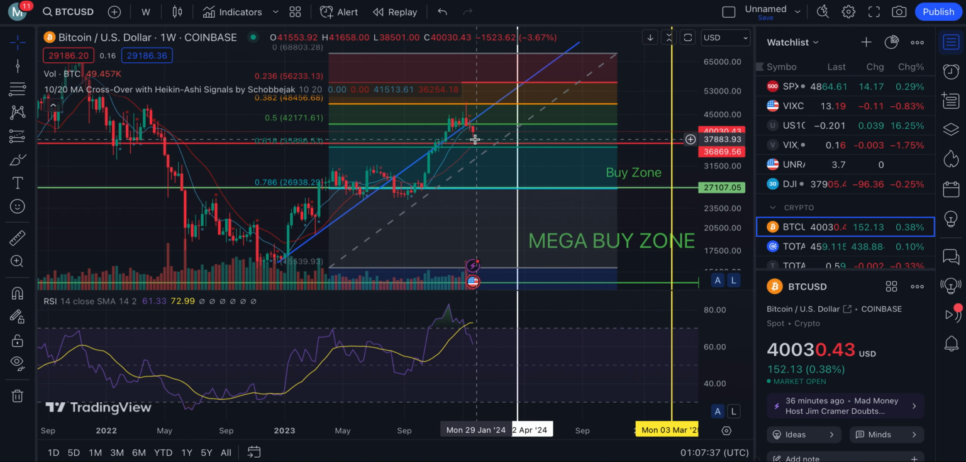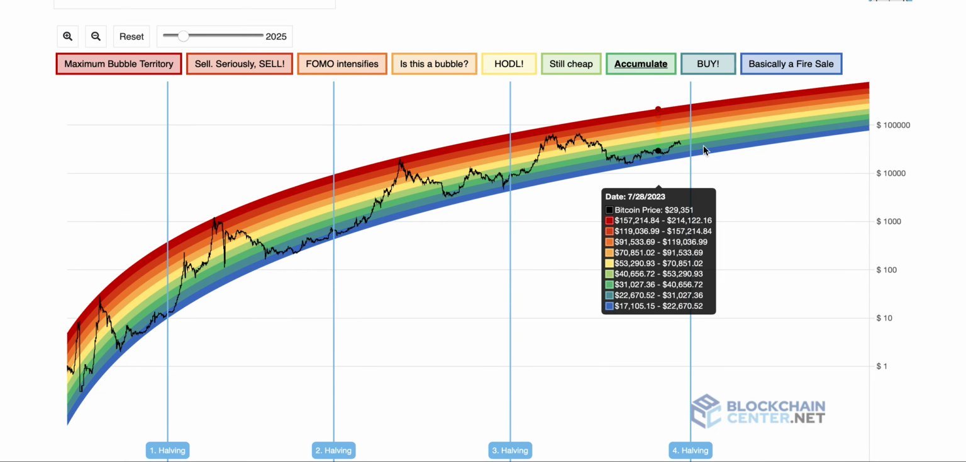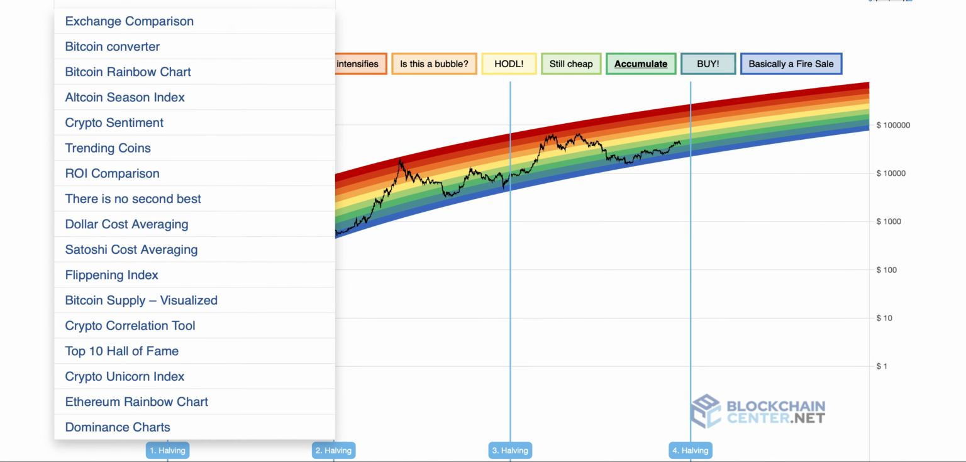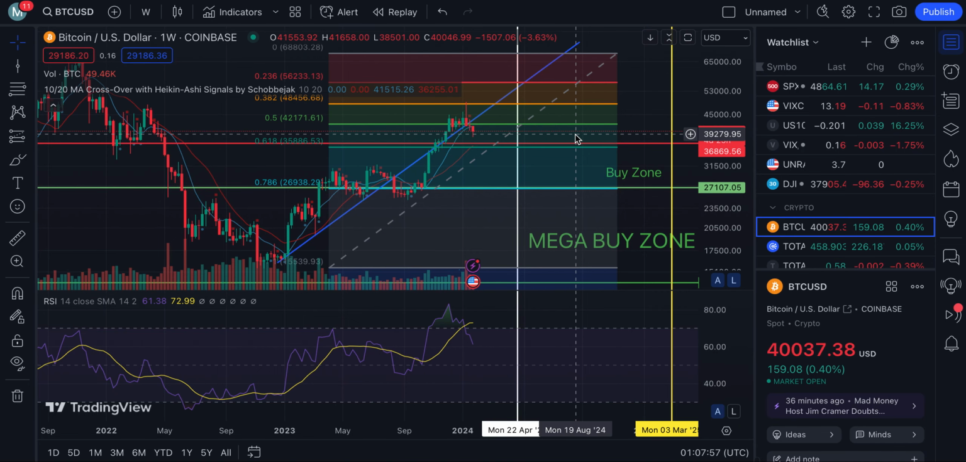Me personally, I am taking the macro perspective. I don't need to see profits for another couple of years. And if we are in this 4-year cycle where maybe we're going to top somewhere in late 2025, get somewhere around 140 to 180,000 Bitcoin, then our altcoins are going to do pretty great too.